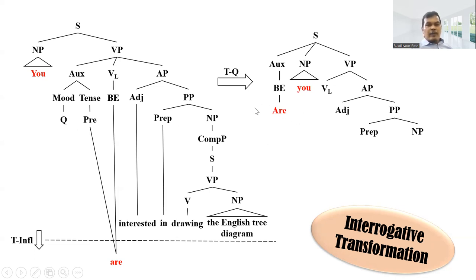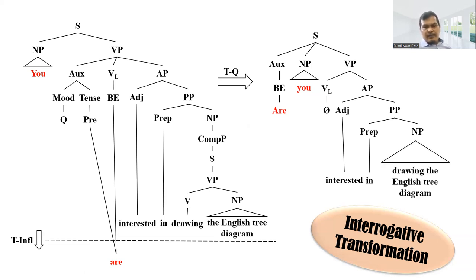Now we write here R as the constituent of B, and of course you know the linking verb here is zero cross. Why zero cross? Because R here has two functions, serving as auxiliary and also as the linking verb. So we have here, are you? And then we have here, interested? We have the same structure with the previous tree diagram, in drawing the English tree diagram. So here you are. This is the analysis of an interrogative sentence: are you interested in drawing the English tree diagram?